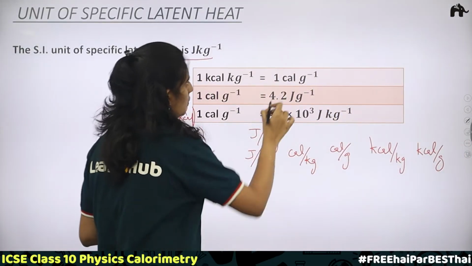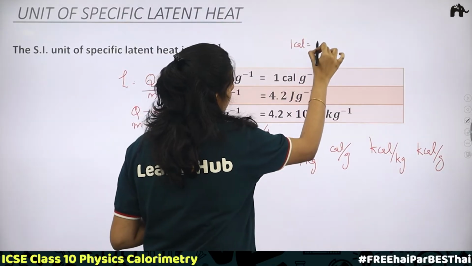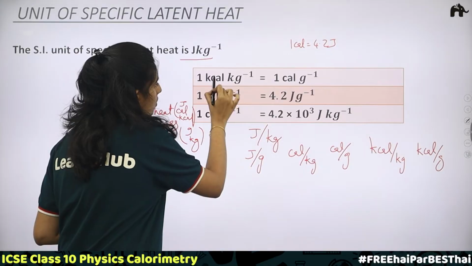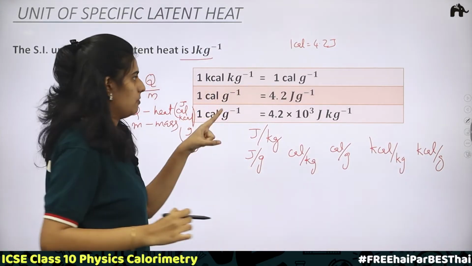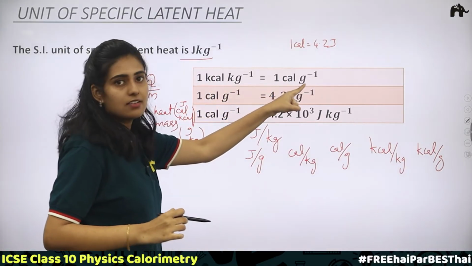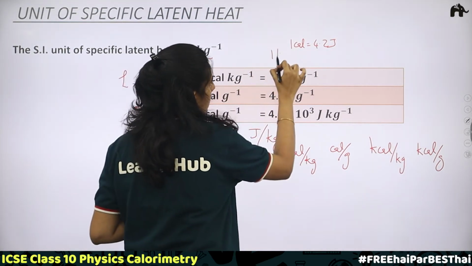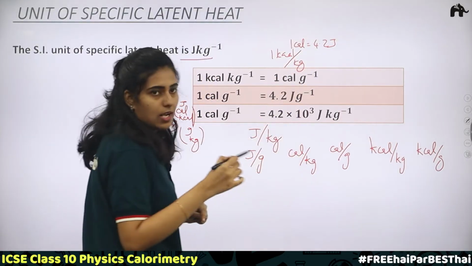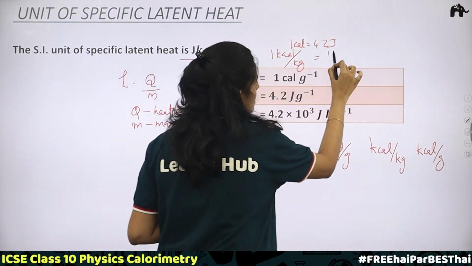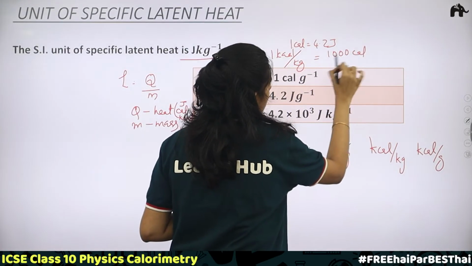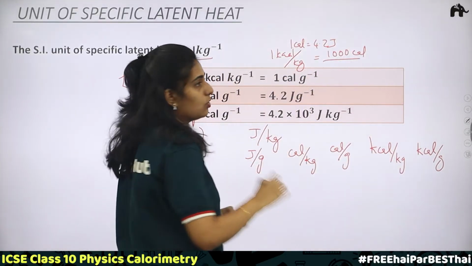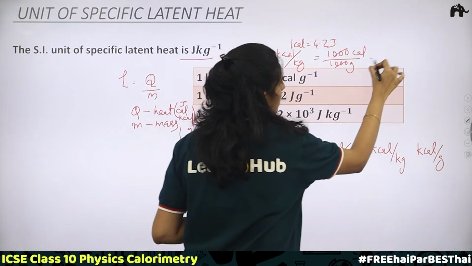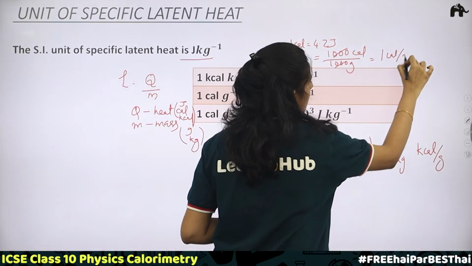Now, the interconversion. We know that 1 calorie is equal to 4.2 joules. First, 1 kilocalorie per kilogram will be equal to 1 calorie per gram. Why? Because 1 kilocalorie per kilogram: 1 kilocalorie is 1000 calories, and 1 kilogram is 1000 grams. So, this can be cancelled and that will be equal to 1 calorie per gram.